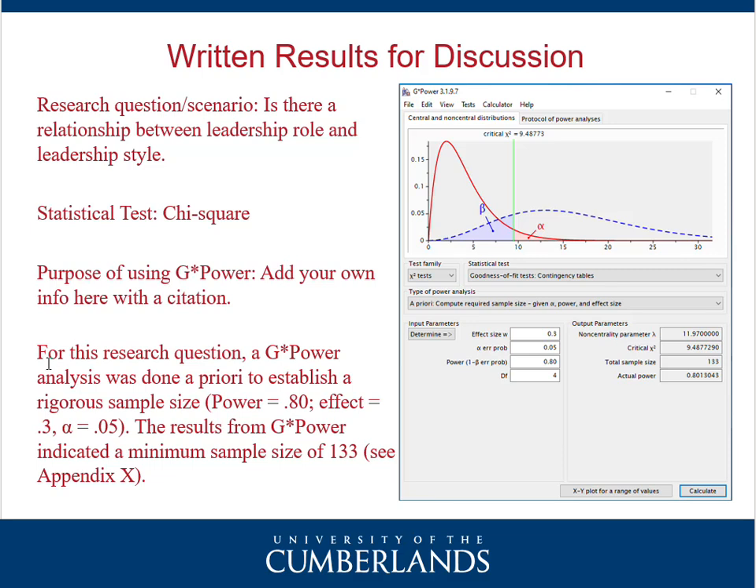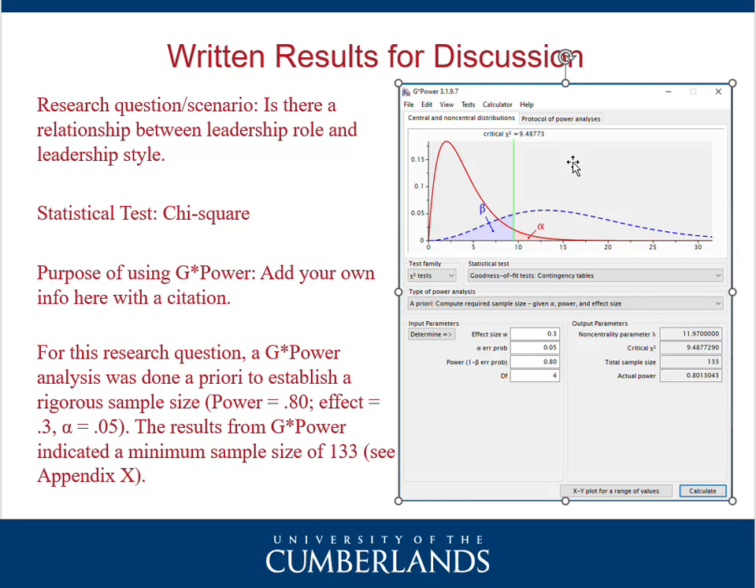Now the actual kind of meat and potatoes, so to speak, of like what is the G-Power results, you would say for this research question, a G-Power analysis was done a priori to establish a rigorous sample size, where your power is 0.80, effect size equals 0.3, alpha is 0.05. The results from G-Power indicated a minimum sample size of 133, and then see Appendix X. And that see Appendix X is important because this is this actual screenshot of your G-Power output.